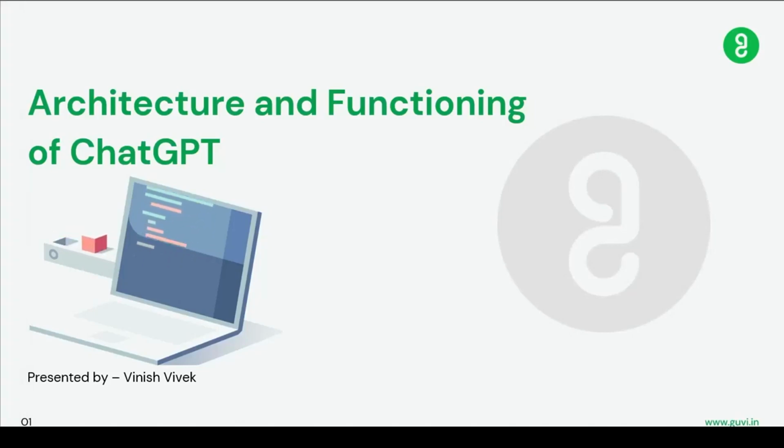Welcome to this session where we are going to talk about the architecture and the functioning of ChatGPT. In the previous session, we've learned that ChatGPT is a large language model that's been developed by OpenAI, and it's based on the GPT 3.5 architecture. This architecture of ChatGPT can be understood as a combination of several components that work together to enable it to understand natural language and generate coherent and meaningful responses.